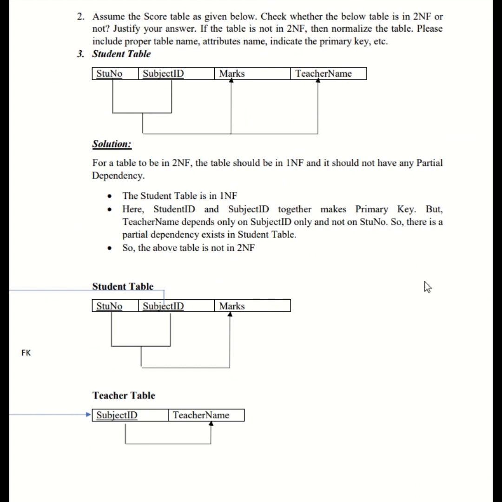Assume student table as given below. Check whether the below table is in second normal form or not. So, a similar type of question, but this time second normal form. Look into the student table. It contains 4 attributes: student number, subject ID, mark, teacher name.